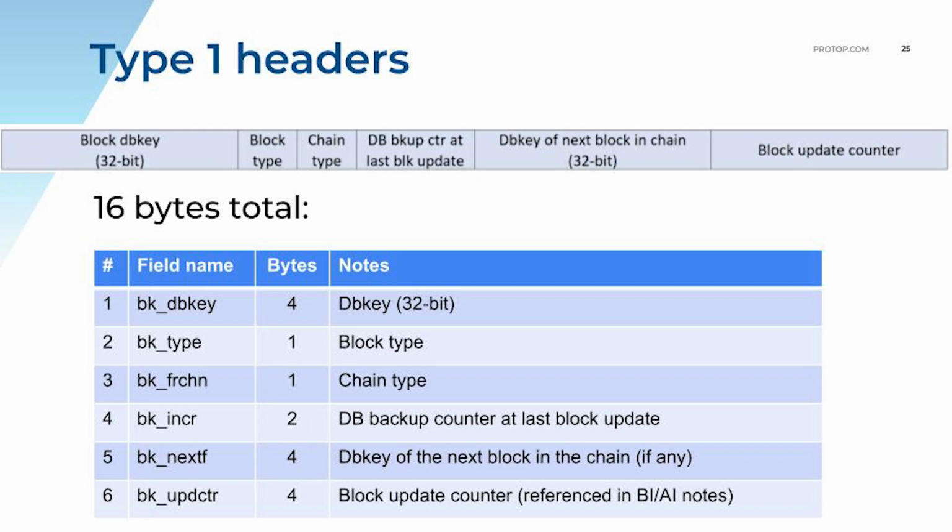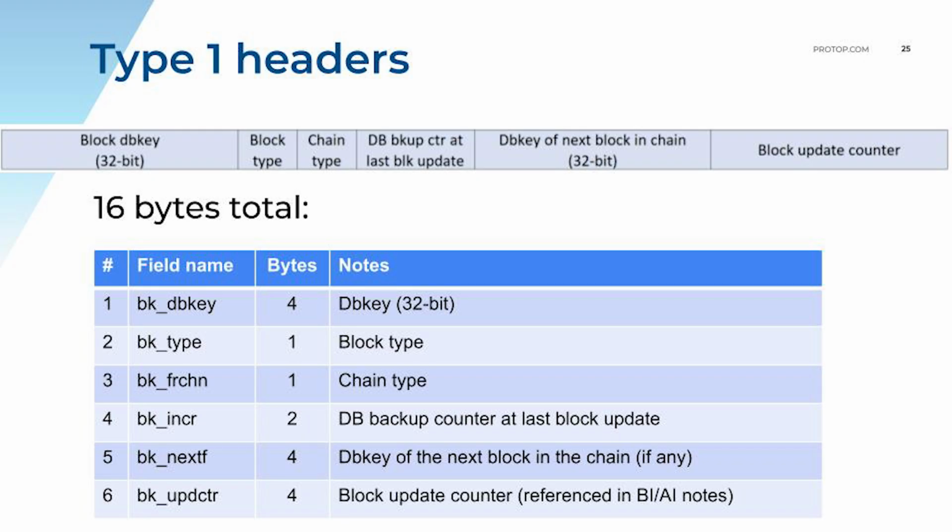The DB key, again, is 32 bits. The block type is one of these numbers that we saw here. The chain type, if you saw Dimitri's presentation on Wednesday, you'll know about free chains and RM chains and index delete chains. So each chain has a number, and that number goes in this field if this block is on a chain. If it's not on a chain, there's a special value for that. 127 means no chain.